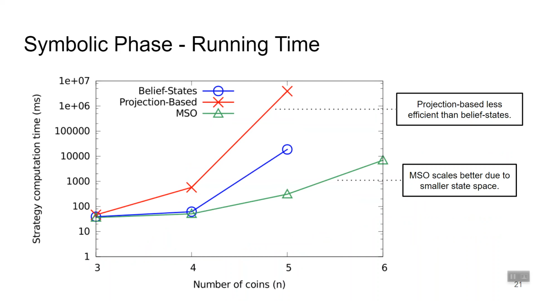This plot now shows the running time of the three algorithms in the symbolic phase, in log scale. Note that the MSO approach scales better than the other two, probably because of the smaller state space of the DFA. In fact, even though the quantified DFA could not be constructed for n larger than 6, in the symbolic phase, the other two approaches timed out even before that. It's even more interesting to note that the belief-states construction actually scaled better than the projection-based approach, even though it has an exponentially larger worst-case complexity. This seemed to happen mainly due to the NFA producing a less efficient symbolic representation.